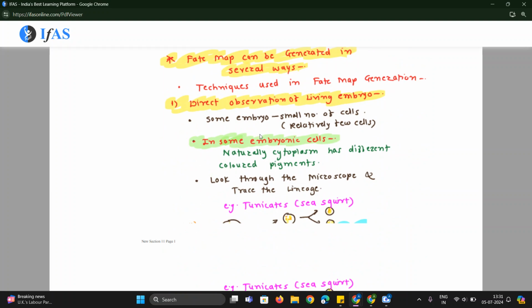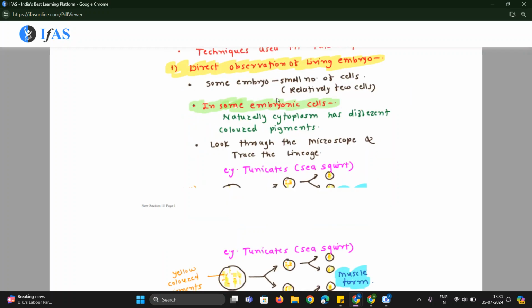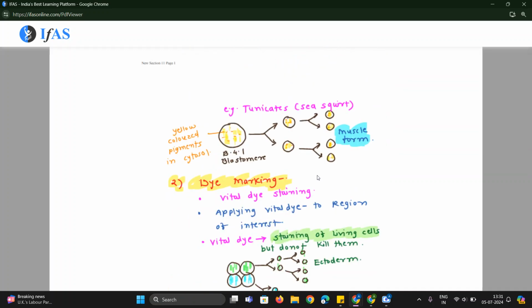There are various techniques which can be used to generate the fate map. The first one is direct observation of the living embryo. Some embryos we can see and relatively quantify. In some embryonic cells, the cytoplasm naturally has different colored pigments. Here you can see the yellow colored pigment present in the cytosol, which then leads to muscle formation.